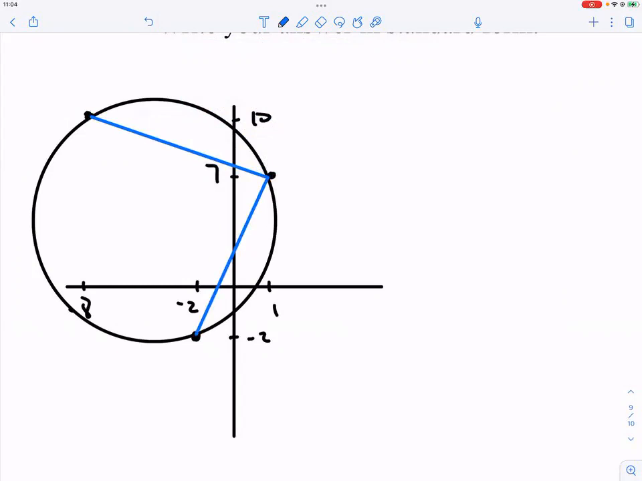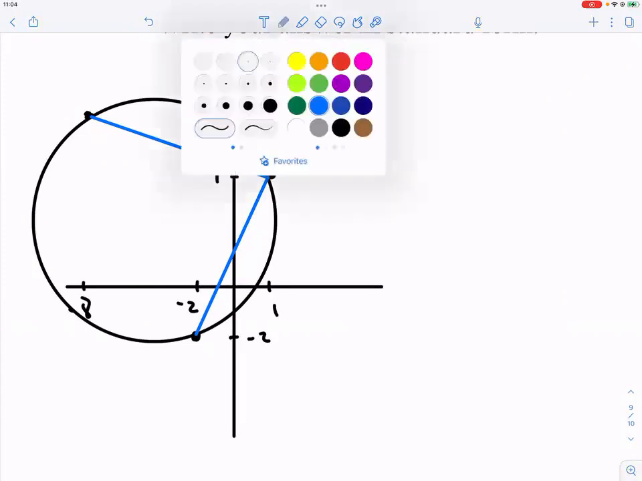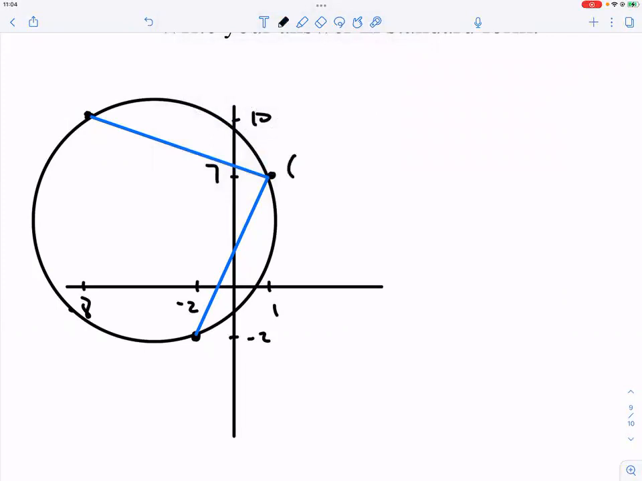Now, these 2 blue lines, we could find out the slope. Okay, how about this? Let me go ahead and label this first. This is 1, 7. This is -2, -2, and this is 8, 10.